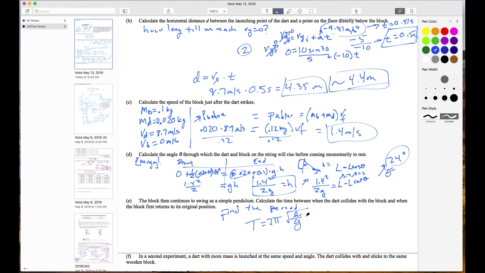And if I plug in those values, I get about 2.2 seconds for the period.